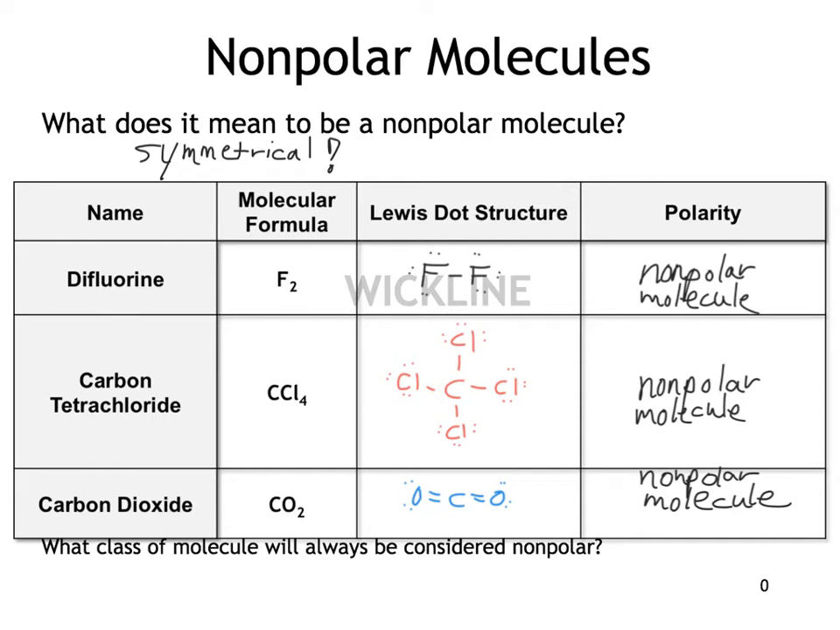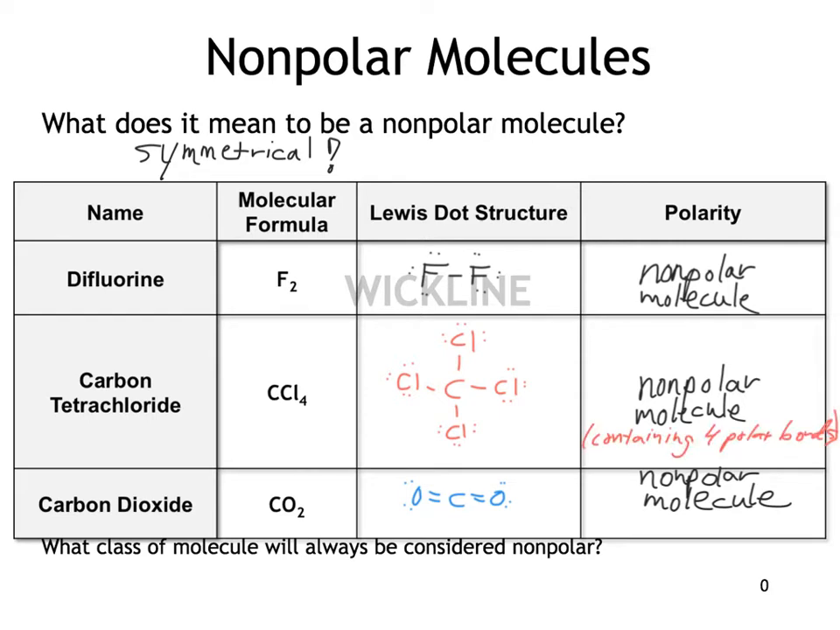For instance, right here, between this carbon and this chlorine, this bond would be a polar bond because it's 2 different nonmetals. But overall, the molecule is symmetrical, so it's a nonpolar molecule that contains polar bonds.